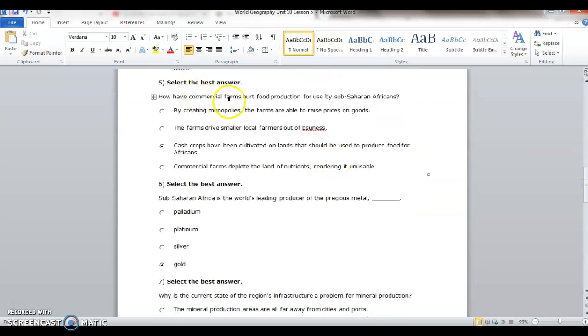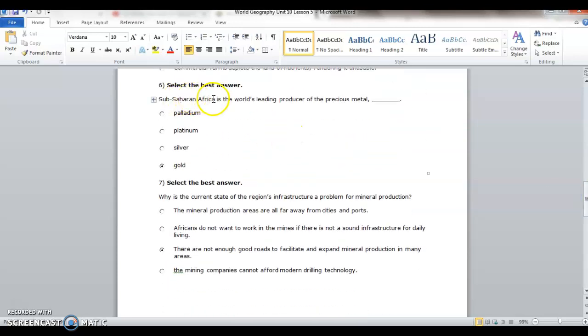Number 5, how have commercial farms hurt food production for sub-Saharan Africans? Well, cash crops have been cultivated on lands that should be used to produce food for Africans. However, they have been used as cash crops to sell to other countries rather than used for producing food for the people of that region.